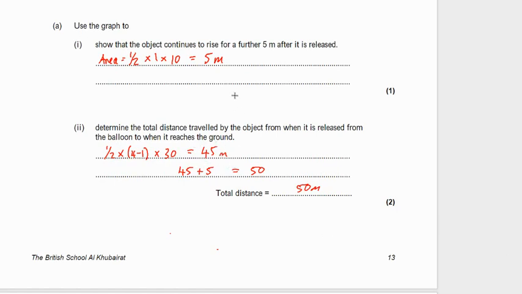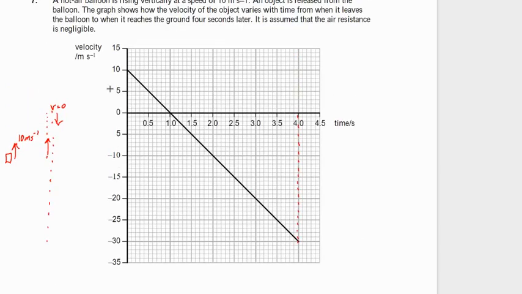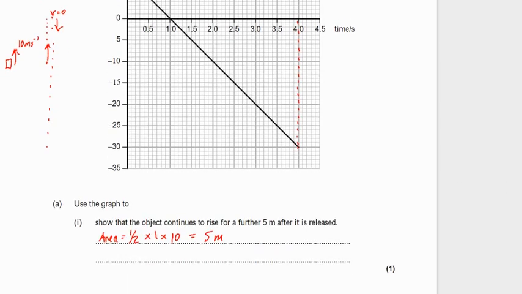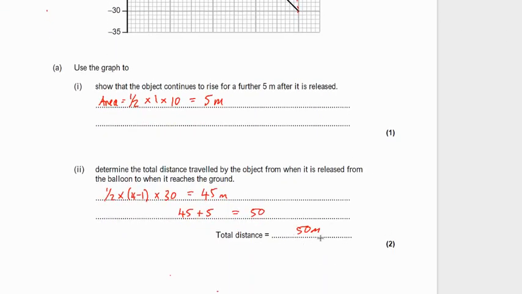So we know that the ball traveled 45 meters upwards, then it traveled 45 meters downwards. Okay, so 5 meters upwards, 45 meters downwards, and that's a total distance traveled of 50 meters. Add up the areas.